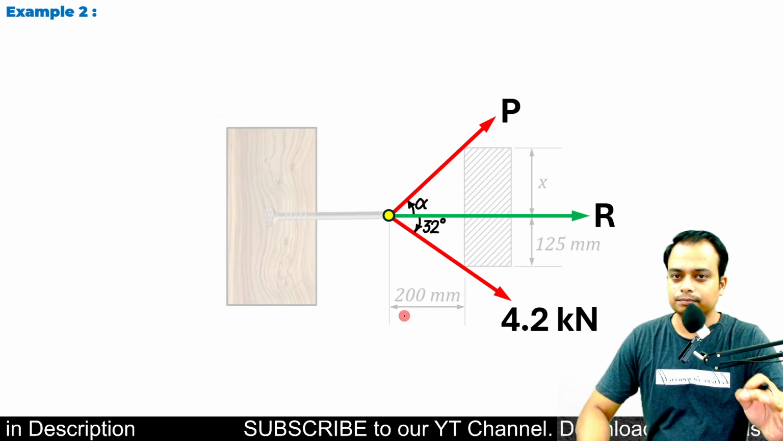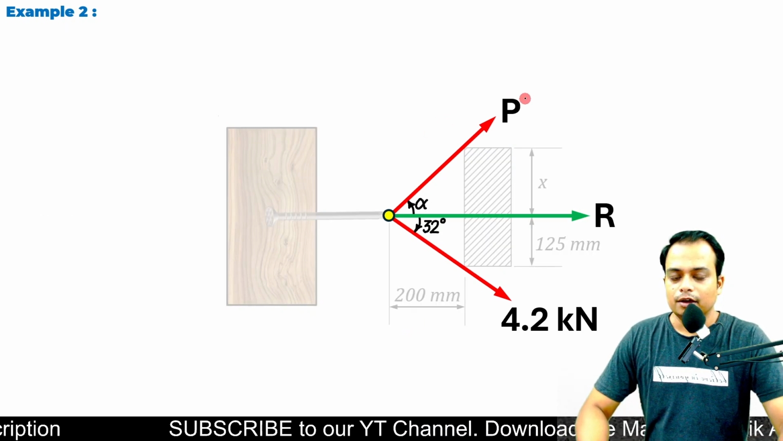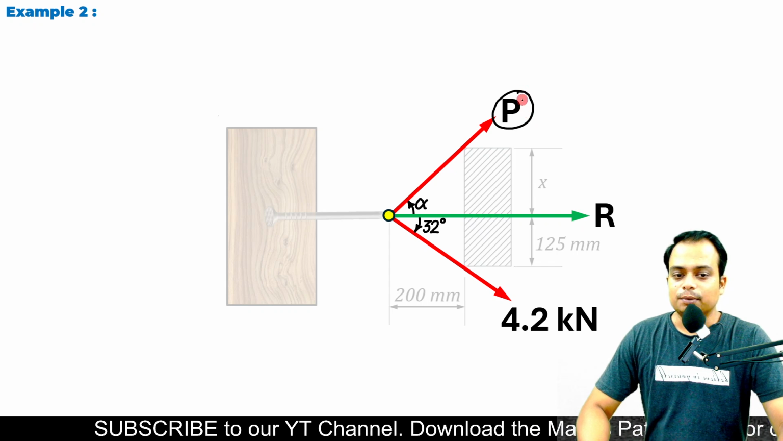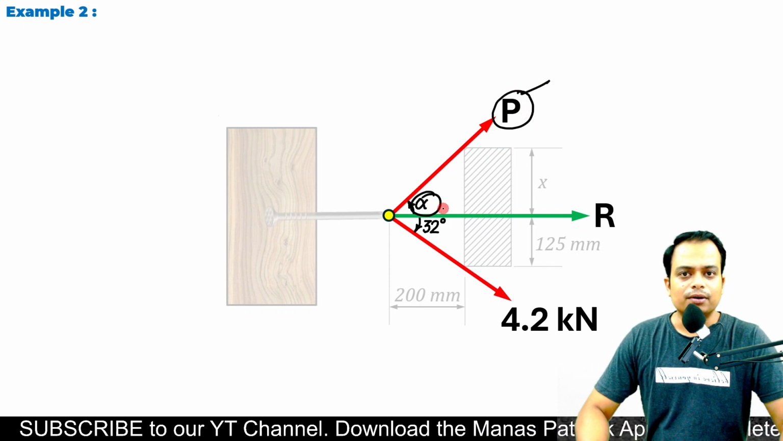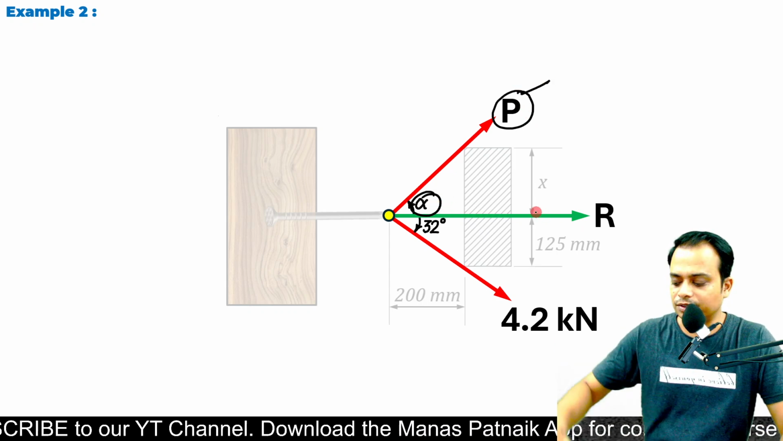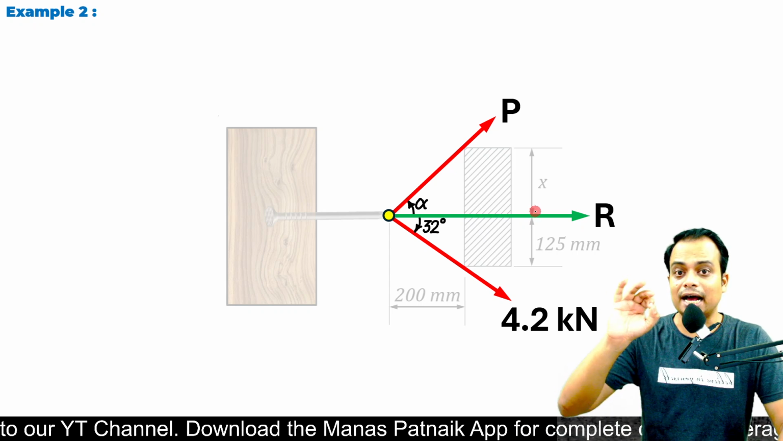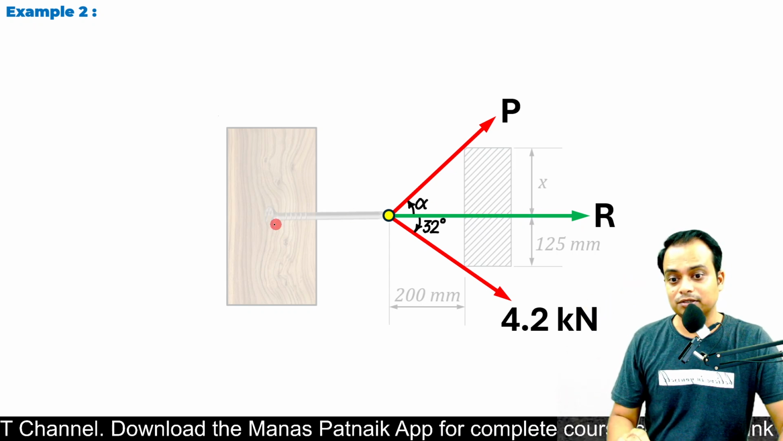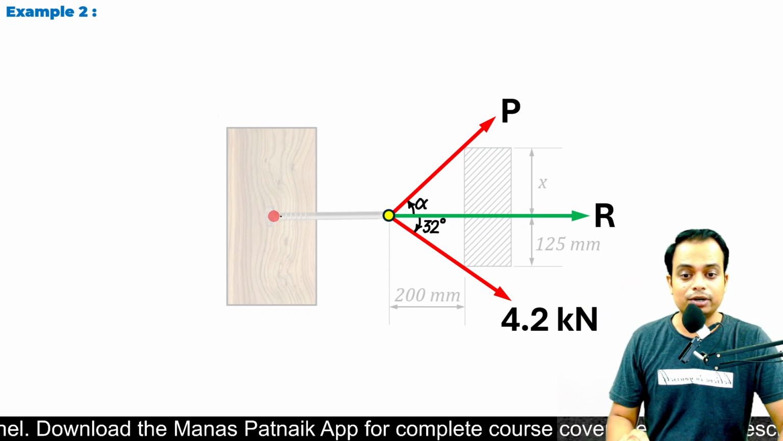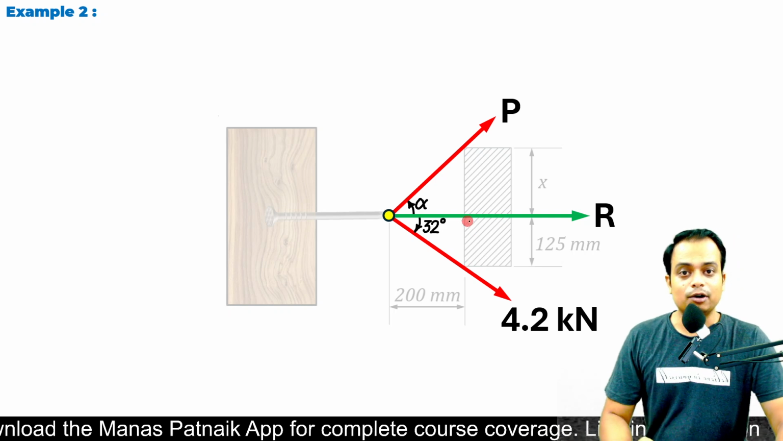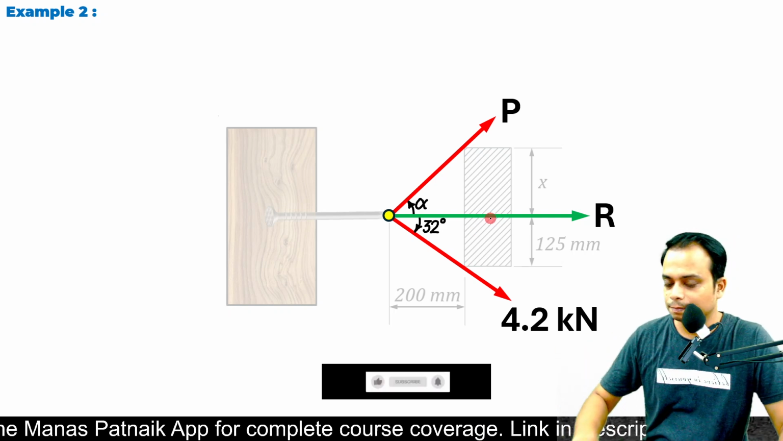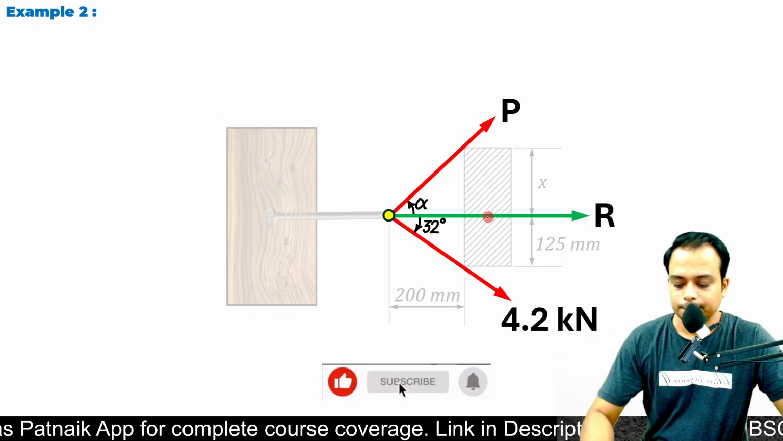Done. We have assumed that this force P makes a certain angle alpha with the horizontal, or with the resultant. The resultant has to be horizontal, because the nail is horizontal, and in order to drive it out, you have to apply a horizontal force. So far, so good. Now what?